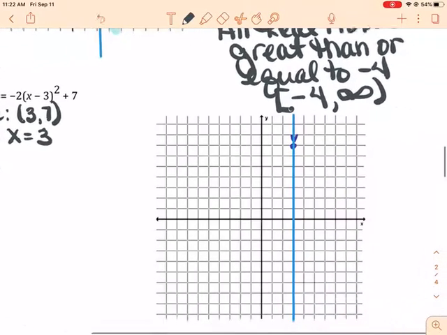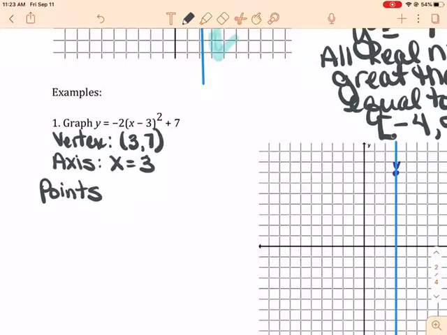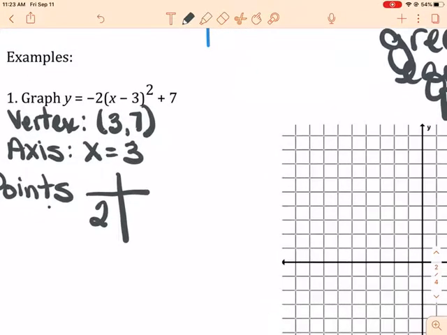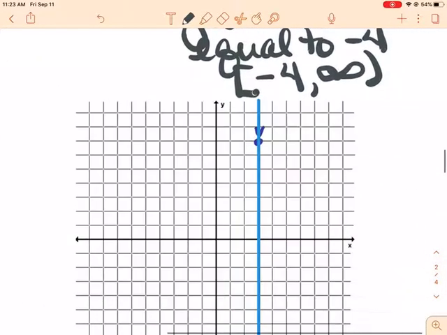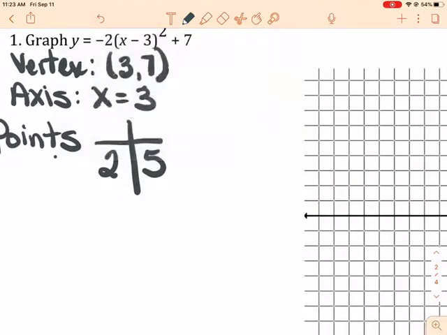So I'm going to pick values that are on either side of our axis of symmetry or on either side of the vertex. So I can pick, I don't know, 2. So if I put 2 in, I'm going to make a little chart. So if I put 2 in, what's my answer? So 2 minus 3 is -1, -1 squared is 1, -2 times 1 is -2, -2 plus 7 is 5. So I'm going to come over here, I'm going to plot over 2 up 5. Okay, now again, mirror image across. It's always across.